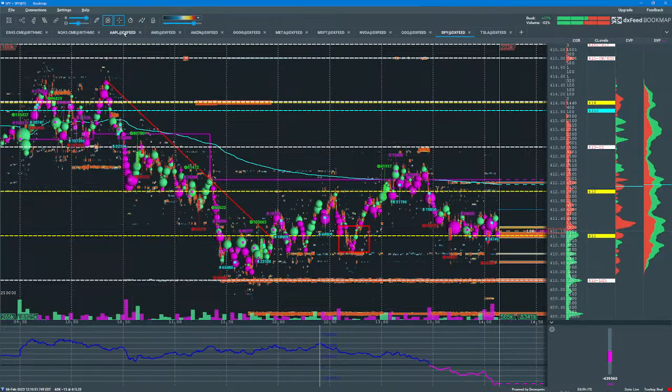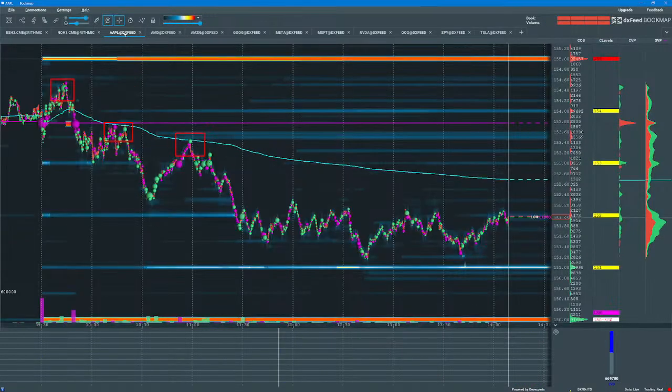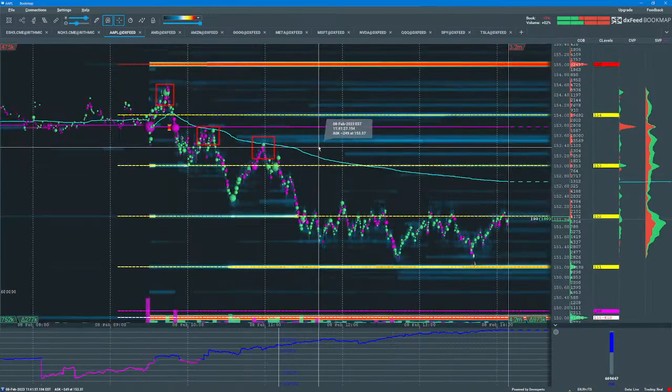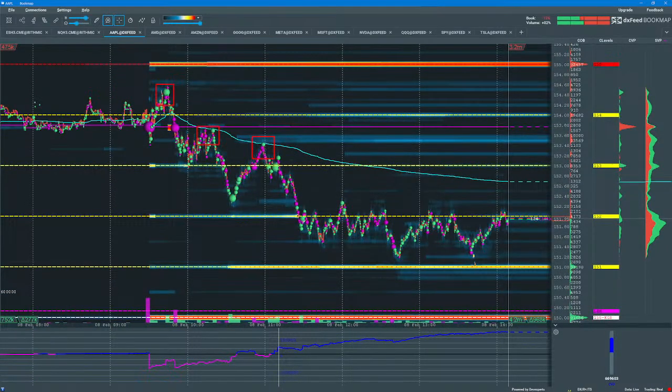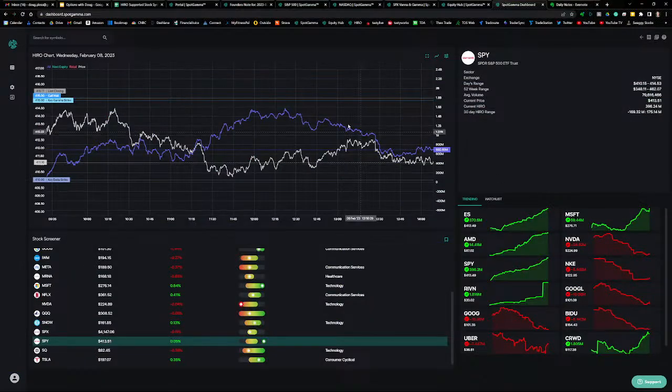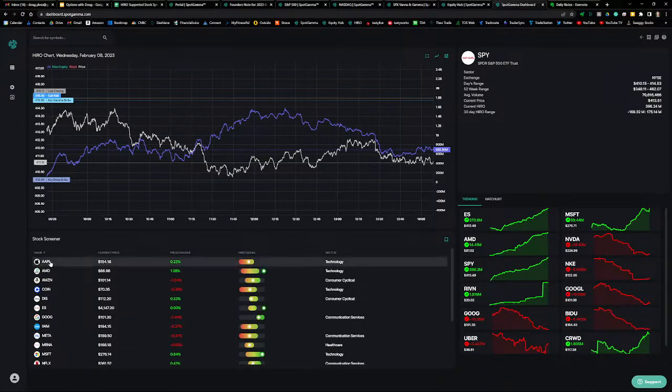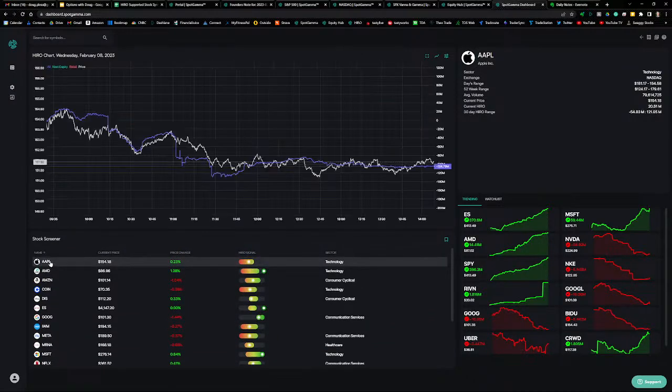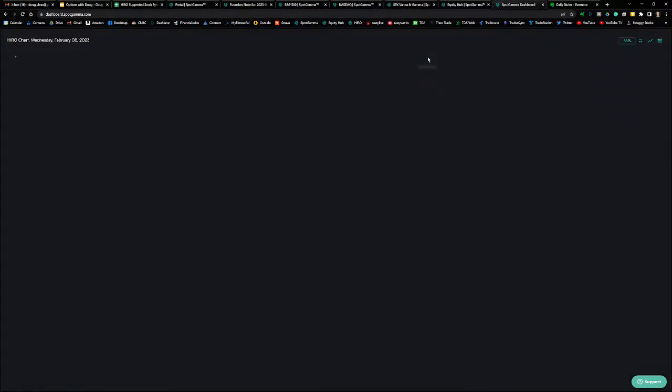All right, let's go to Apple now, and I'm just going to go through these setups. I focus mostly on the S&P 500, but let's go to Discord. I'll go to Hero and look at Apple. There are some good setups in stocks. Confirmation short here in Apple.